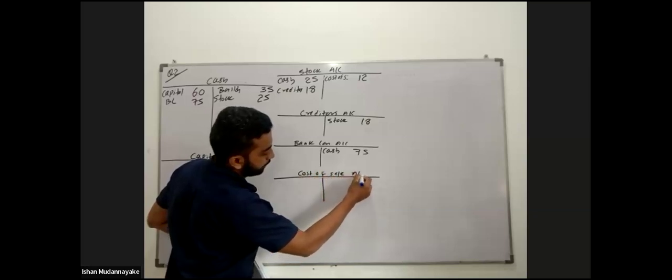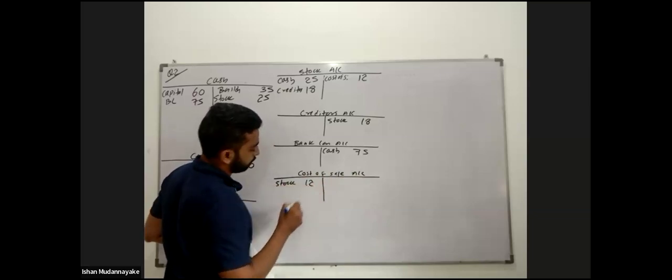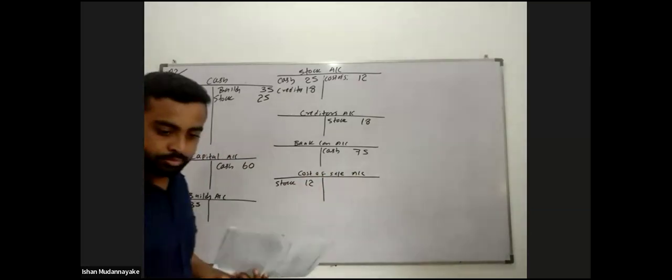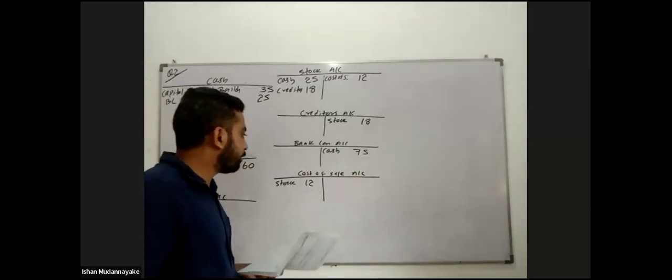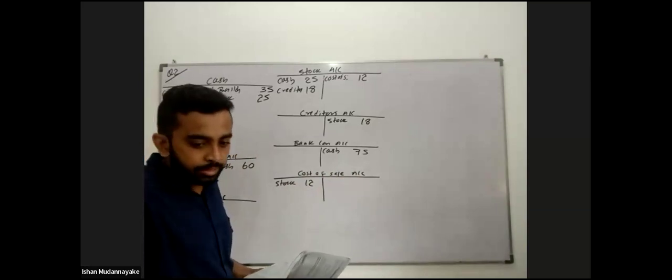Cost of sale account debit 12,000, removing the cost of the stock. Stock account credit, cost of sale account debit. Is it clear?